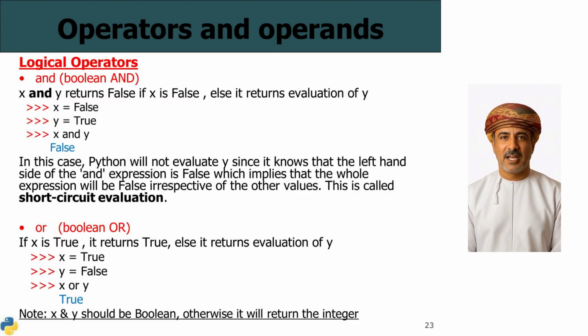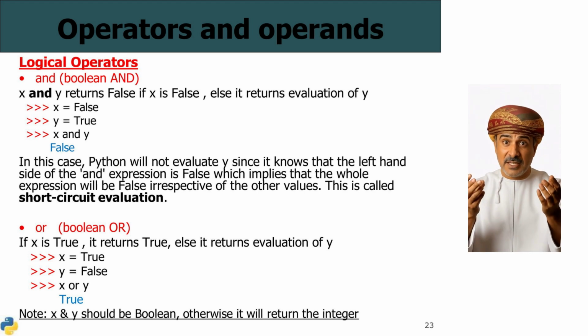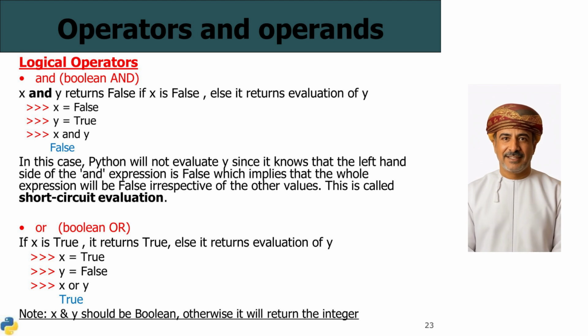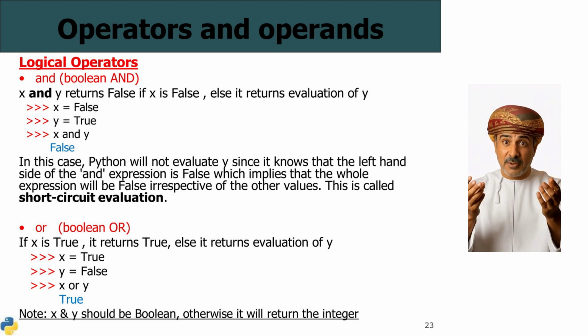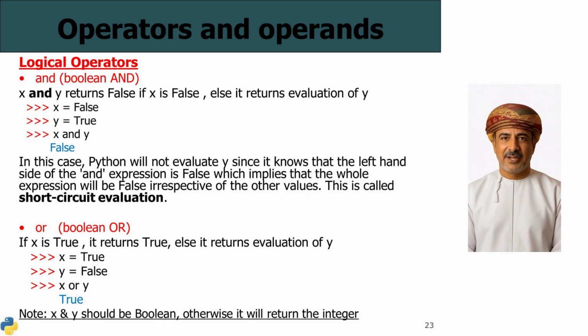Logical operators like and, or are crucial in decision-making processes. And returns false if the first operand is false, utilizing short-circuit evaluation. Or returns true if the first operand is true. These operators require Boolean values to function correctly, otherwise they may return integers.